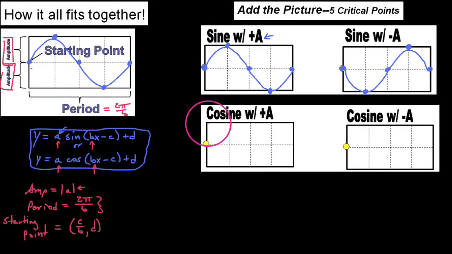And then with our cosine curve, remember that cosine starts at its maximum. So cosine will always start at a maximum at the beginning of its frame, then go to a 0, then go to its minimum, then go to a 0, and then back to its maximum again.